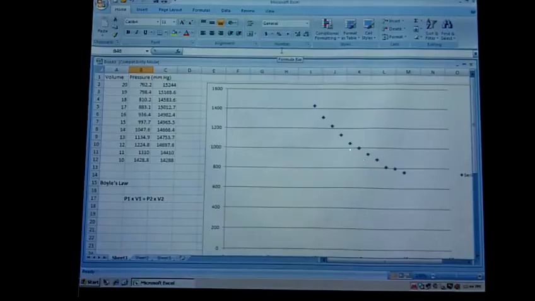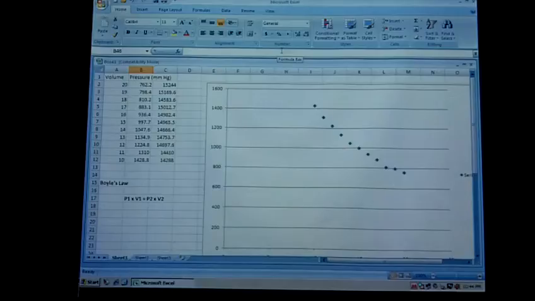As I began to shut that syringe down, I was closing the gaps between those particles, a feature of gases called compressibility. So that's Boyle's law then. And once again, it's the relationship between pressure and volume, and we now know it's an inverse relationship.